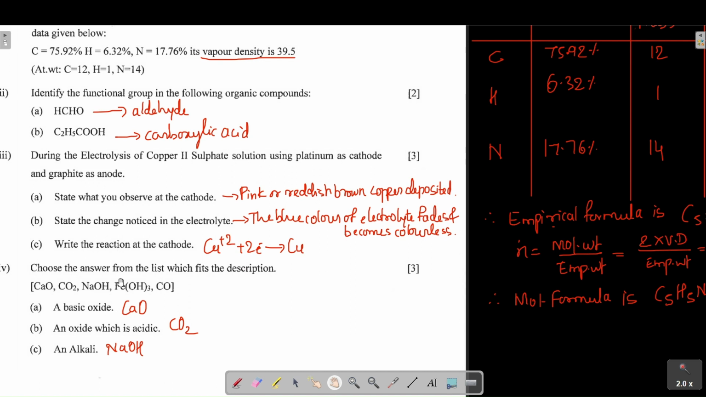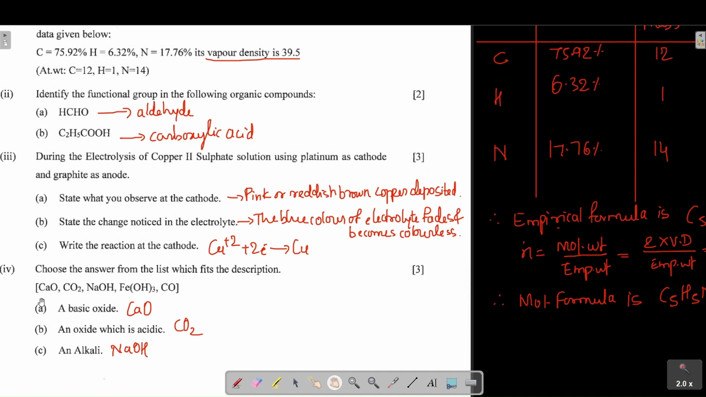Choose the answer from the list which fits the description. There are 5 compounds given. A basic oxide: a basic oxide is a metallic oxide, so calcium oxide. An oxide which is acidic: acidic oxide is a non-metallic oxide, CO2, but not CO. CO is neutral. An alkali: an alkali is a soluble base, which is NaOH. And Fe(OH) is not a soluble base.